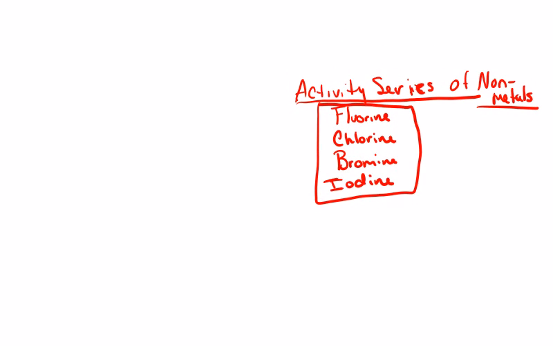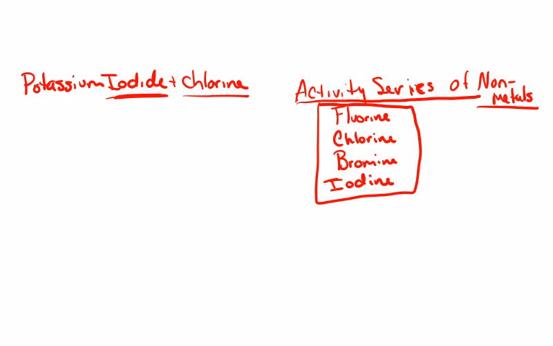So a good example is something like potassium iodide, and adding chlorine to it. Now, again, chlorine is a nonmetal, iodine is the nonmetal in the compound, so we have to figure out, can chlorine replace iodine? Well, if chlorine is listed higher on the activity series than iodine, then it will happen. And it just so happens that chlorine is listed higher than iodine.